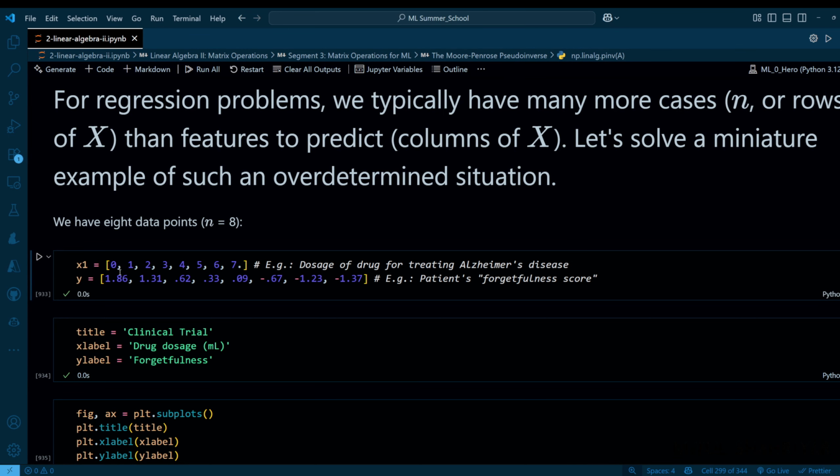There are lots of doses. If we have 0 dose, the patient forgets a lot of stuff. So if you don't provide the patient a dose for this disease, the forgetfulness score is 1.86. There is a high chance. Then if you provide 1 dose, the chance decreases. That means the patient starts remembering things, far better than the previous scenario. Then when you provide 7 doses, it is minus 1.37. That means it is far better right now.